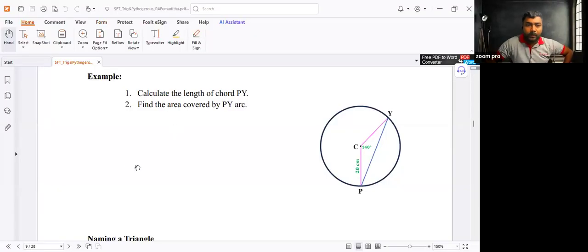Okay, then let's calculate the length of chord PY. Calculate the length of chord PY.